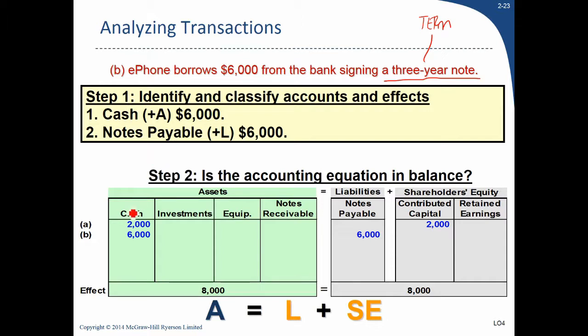Let's look at the accounting equation. Cash increases by $6,000 to $8,000. Our liabilities increase by $6,000. You're not going to have a negative liability, okay? Our liabilities plus our shareholders' equity, $6,000 plus $2,000 is $8,000. The accounting equation is in balance.